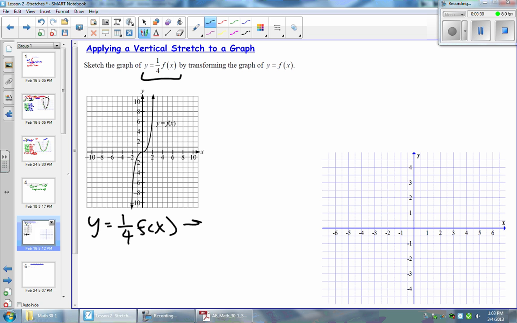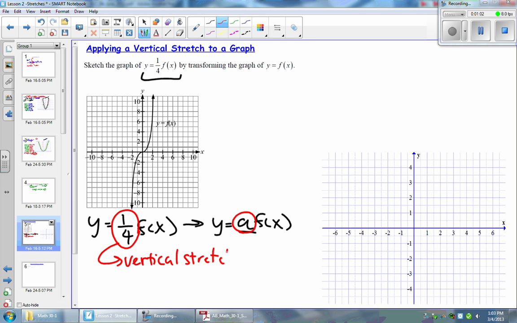To do that, you can always compare to the general form of a function being vertically stretched. Remember, that was y is equal to a times f of x. That a value determines what happens to the shape of the graph. Remember, that a value comes outside of the function. So in my transform function, that 1/4 represents the vertical stretch factor. So we'll write it down: vertical stretch by a factor of 1/4.